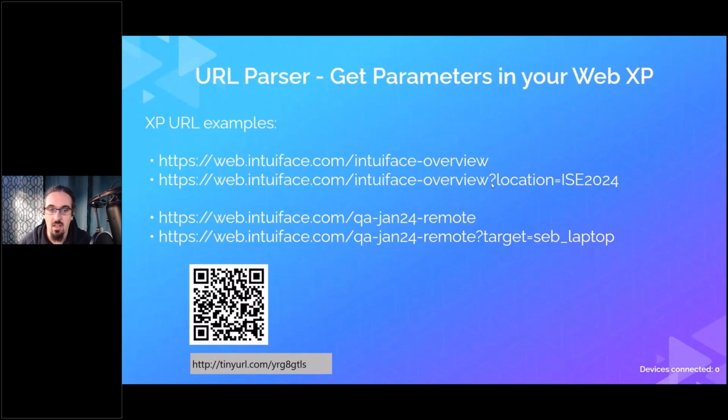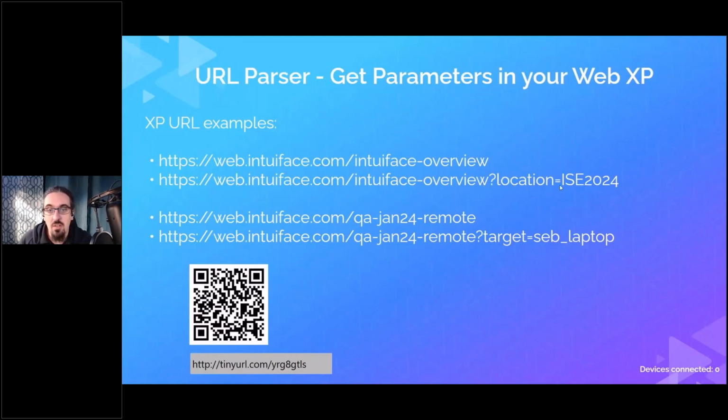Like any web query, you can add a question mark and then a name equals value. That will be the name of the parameter and the value of the parameter. If you put an ampersand, you can add as many parameters as you want. Why would you do that? Well, the link itself will lead to the same experience. So whether I have one parameter or 10 parameters, it will still launch this slash interface dash overview experience.